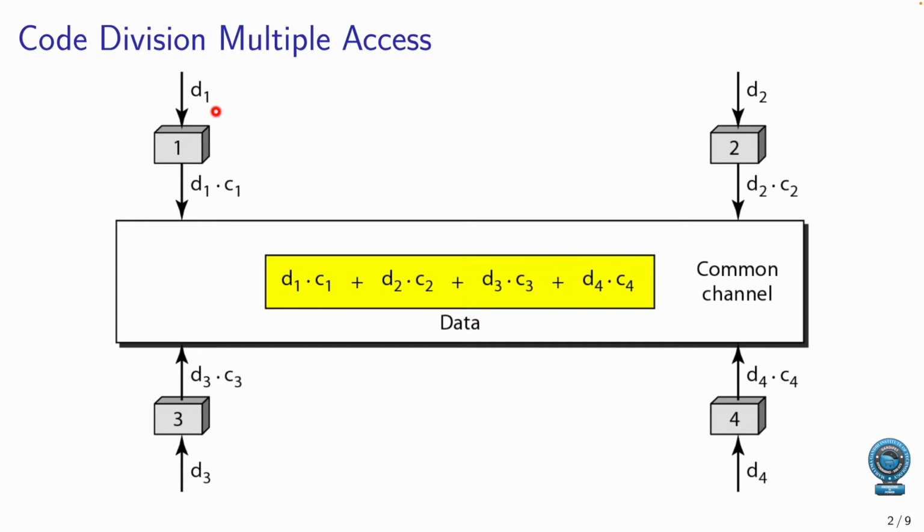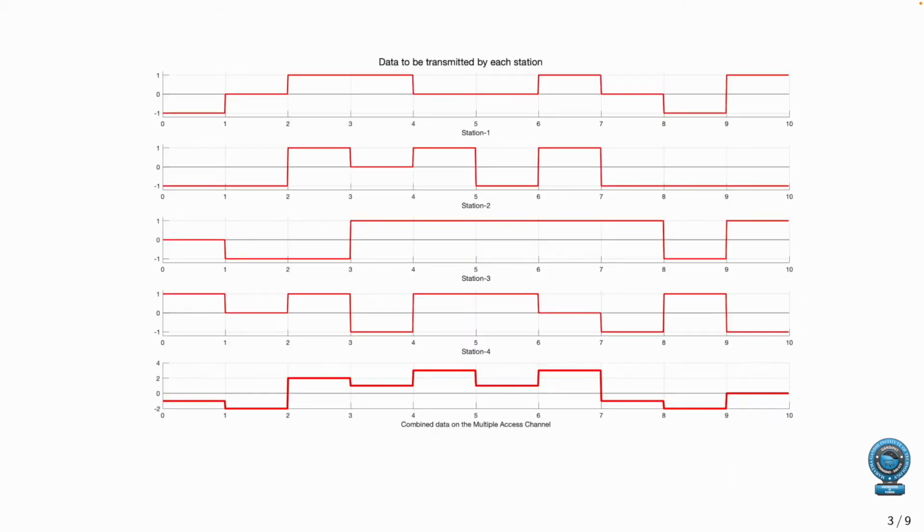From the diagram we can see that the bit that station 1 wants to send is represented by D1. Likewise, station 2's bit is represented by D2. And we know that D1 basically has waveforms here. So, a quick overview of what these waveforms are.